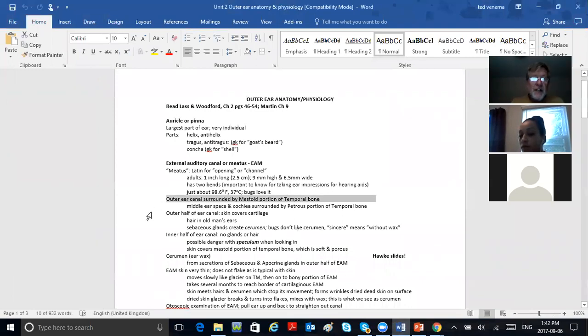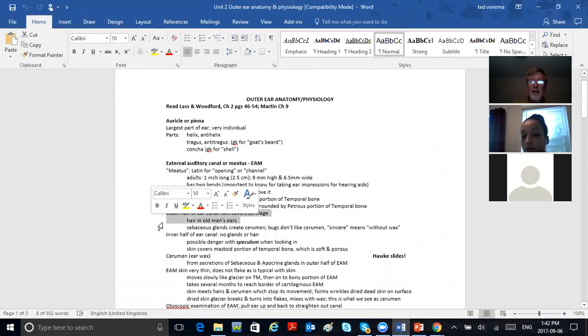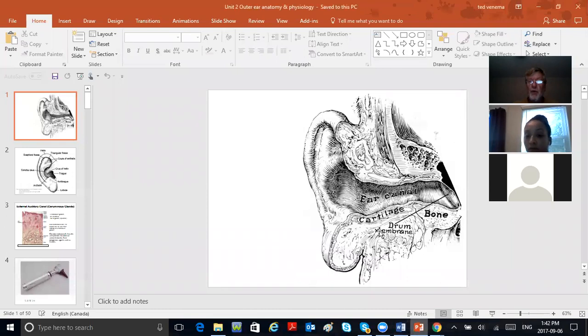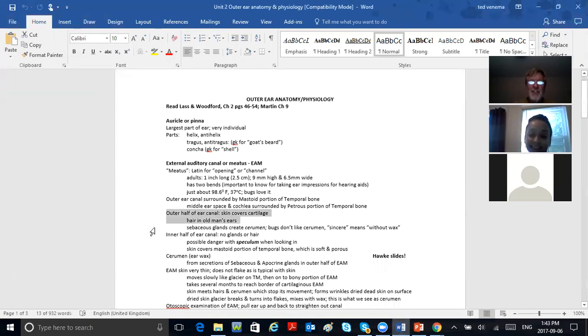Now, okay, the outer half of the ear canal skin covers cartilage. Now the cartilaginous portion is where the wax glands are. That's what produces wax. That's where hair grows in men's ears, you know, all of that stuff. Sebaceous glands create cerumen. Earwax is called cerumen.